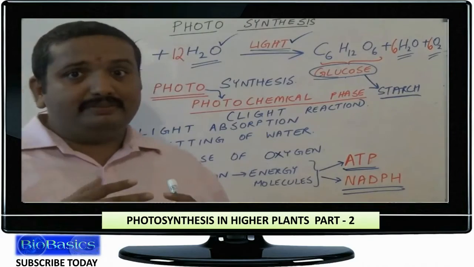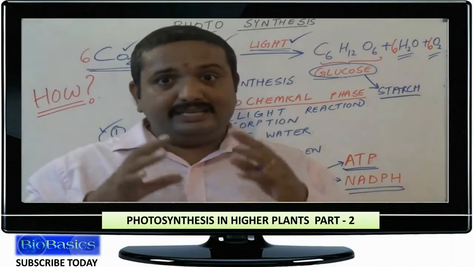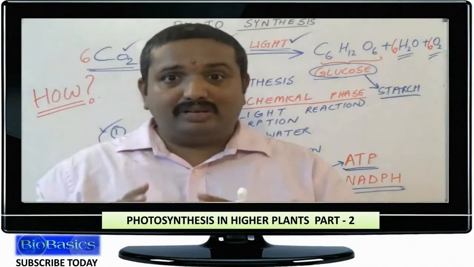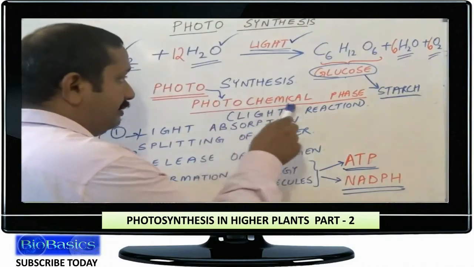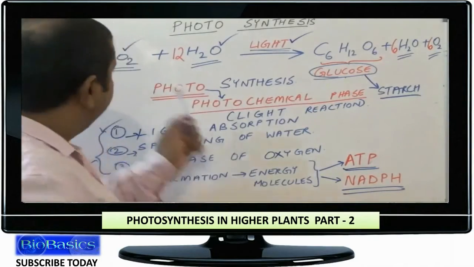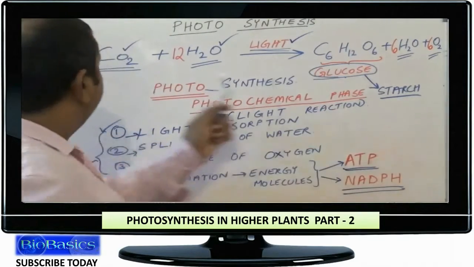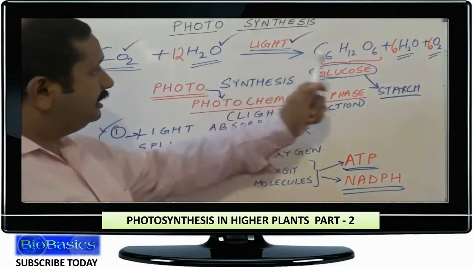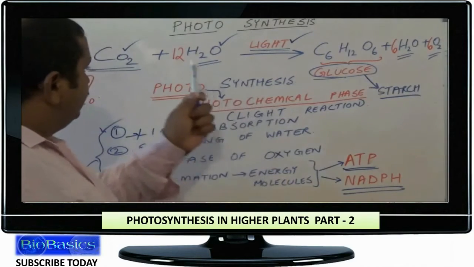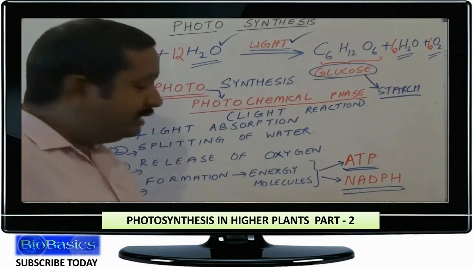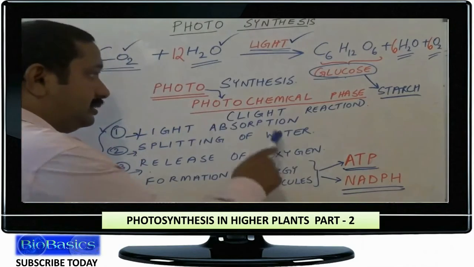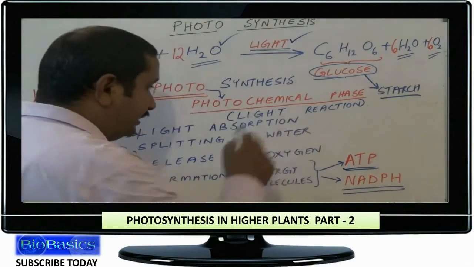Now, next we will be seeing how exactly the light part of the photosynthetic pathway works, or the photochemical phase works. Okay, so let me revise once again. This is the equation for photosynthesis. You have carbon dioxide, you have water, resulting in the formation of glucose plus water and oxygen. You have photosynthesis, where the photo phase is also called as the photochemical phase. This is also called as the light reaction.